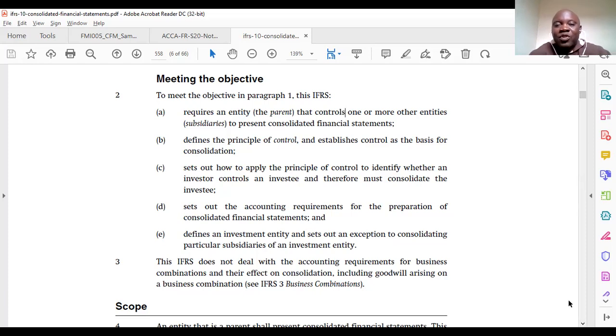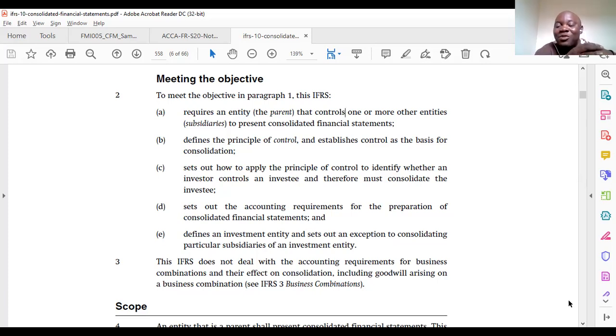So it defines the principles of control and establishes control as the basis for consolidation. So IFRS 10 actually sits on only one assumption, that is control. So once we understand control, then it becomes easier. Third, it sets out how to apply the principle of control to identify whether an investor controls an investee and therefore must consolidate the investee. Fourth, it sets out the accounting requirements for the preparation of consolidated financial statements.